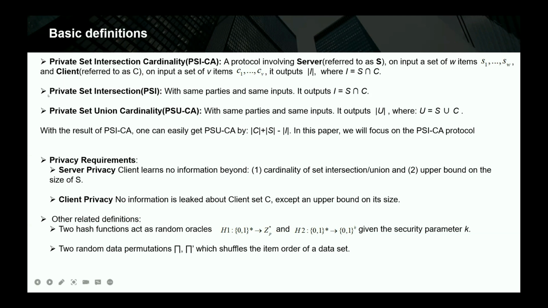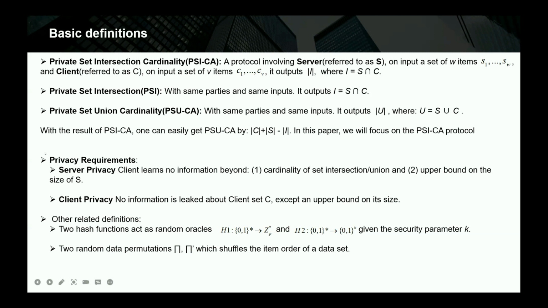The second definition is the private set intersection protocol, also known as PSI. It has the same parties and the same inputs. This protocol outputs the intersection set. And the private set union cardinality protocol, aka PSU-CA. This protocol has the same parties and the same inputs. It outputs the cardinality of the union set. One thing to note, with the result of the PSI-CA protocol, one can easily get PSU-CA by the following equation. In this paper, we will focus on the PSI-CA protocol.